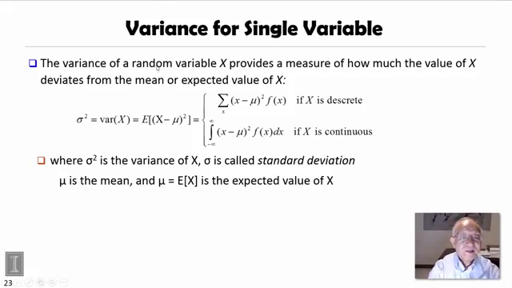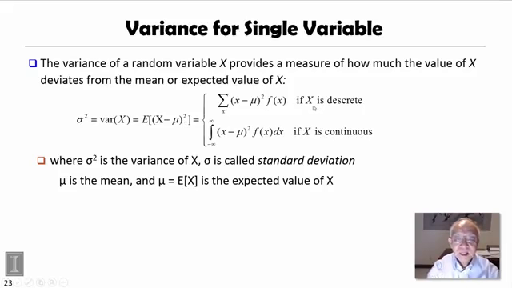Okay. In that case, we introduce the concept of variance, which actually is to measure how much the value of x deviates from the mean or the expected value of x. Essentially, we use sigma square to represent the variance of x. Sigma is called standard deviation. Okay. Variance of x actually is the expected value of x deviating from the mean. If we take the square, simply says no matter whether it's positive or negative, we change them all into positive.